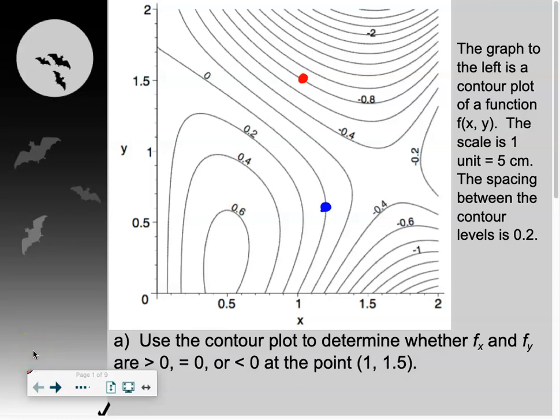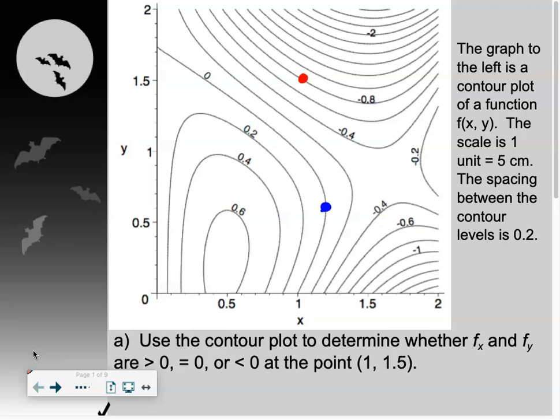So when we're looking at this map, if we look at the point 1, 1.5, which is the red dot, if we want to know if f sub x is positive, negative, or 0, what that says is, as your x increases, does your z increase or decrease? Exactly, because x is your input.